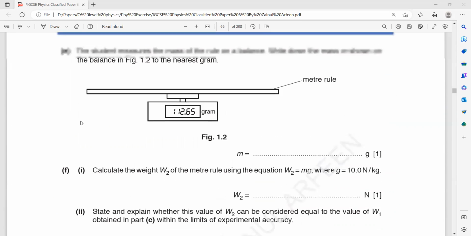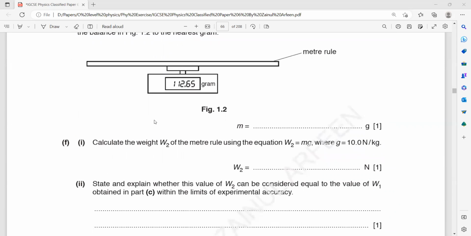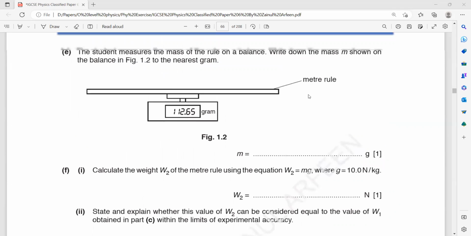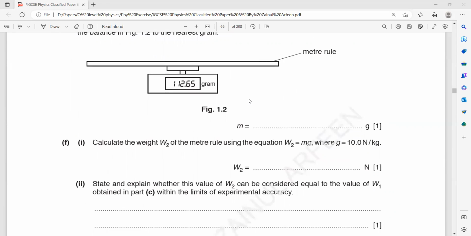Then the student measures the mass of the rule by using a balance. It is 112.65. You have to write to the nearest gram. What is 112.65 to the nearest gram? Whole number. So yes, that's right, 113.